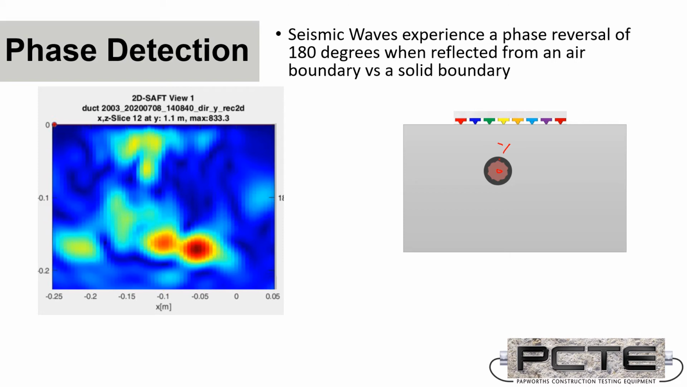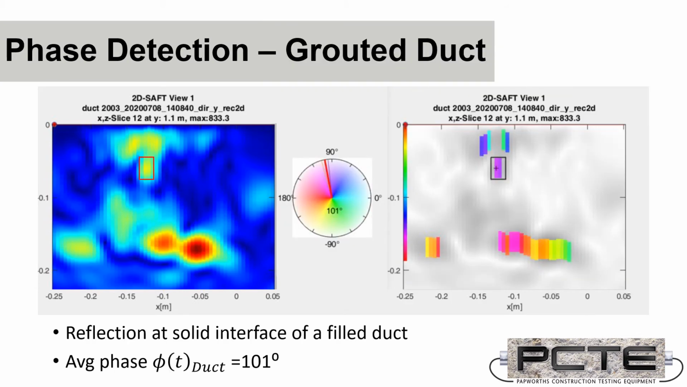On the B-scan presentation, we have a signal from that duct, and we have a signal lower down from the bottom of the slab. The interface between the grout duct and the concrete is a solid interface, and the interface between the bottom of the slab and the air underneath is an air boundary. So we should see, when we compare the phase shifts, that there will be a difference.